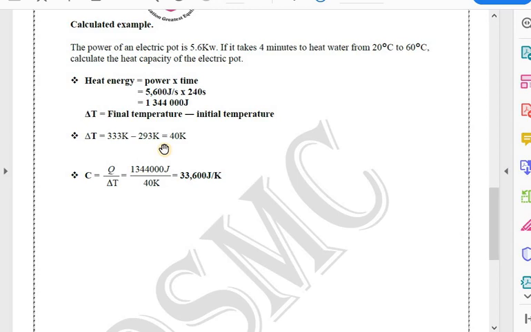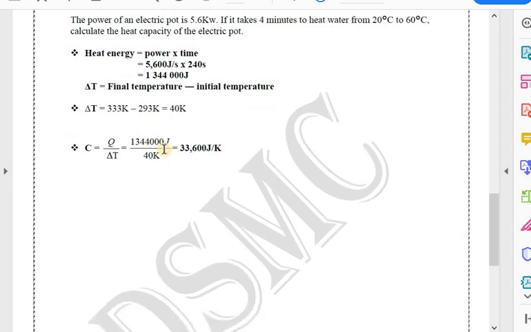Okay, so that's 333 kelvins minus 293 kelvins, which is equal to 40 kelvins. Note that 40 kelvins is the same as 40 degrees Celsius, right? It's just more accurate. Don't worry about it.